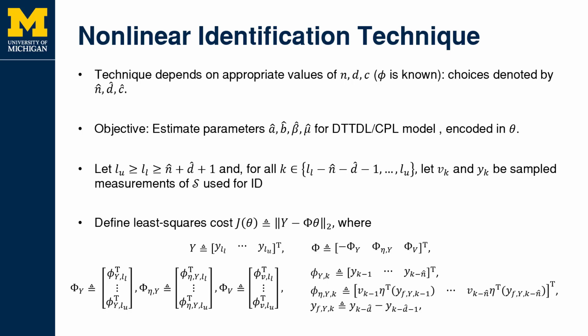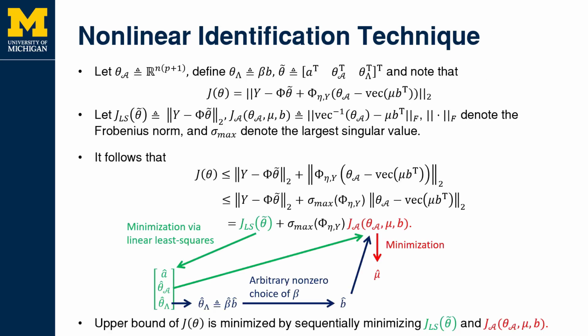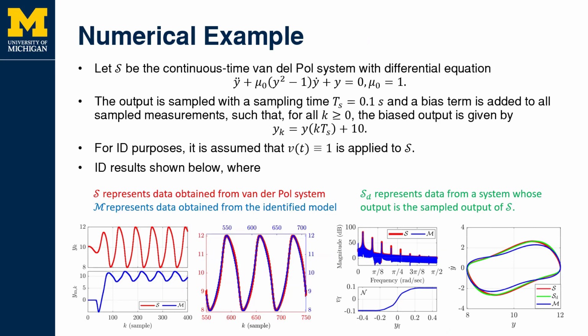For this purpose, we first define the least squares cost J that represents the difference between the measured output and the output from the current model. The strategy is then to minimize the upper bound of J by sequentially minimizing J_LS and J_A, which require minimization via linear least squares, an arbitrary choice of beta, since b and beta are unidentifiable from theta lambda, and the minimization of J_A. A numerical example is now shown, where the nonlinear estimation algorithm was used to obtain a DTTDL CPL model that captured the dynamics of a van der Pol system whose measured output had an added bias.